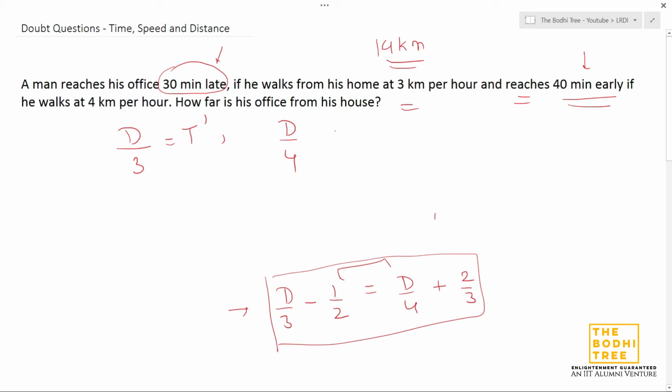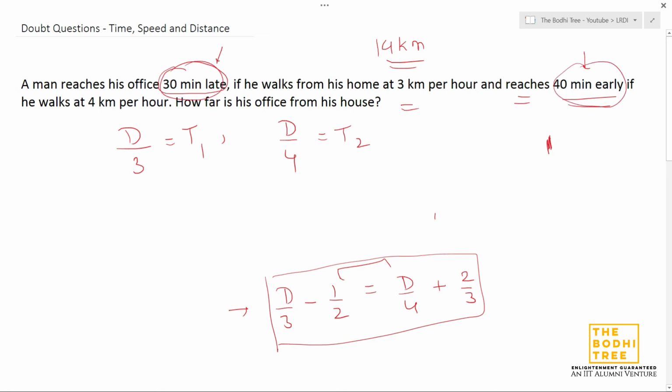So this is the actual time he'll be spending. Let's take this as t1, and this is t2. In the first case, if he walks at 3 kilometers per hour, he'll reach in time t1. In the second case, if he walks at 4 kilometers per hour, he'll reach in time t2. Irrespective of what the time is, that doesn't concern us. But what concerns us is, in the first case, he's 30 minutes late. In the second case, he's 40 minutes early.